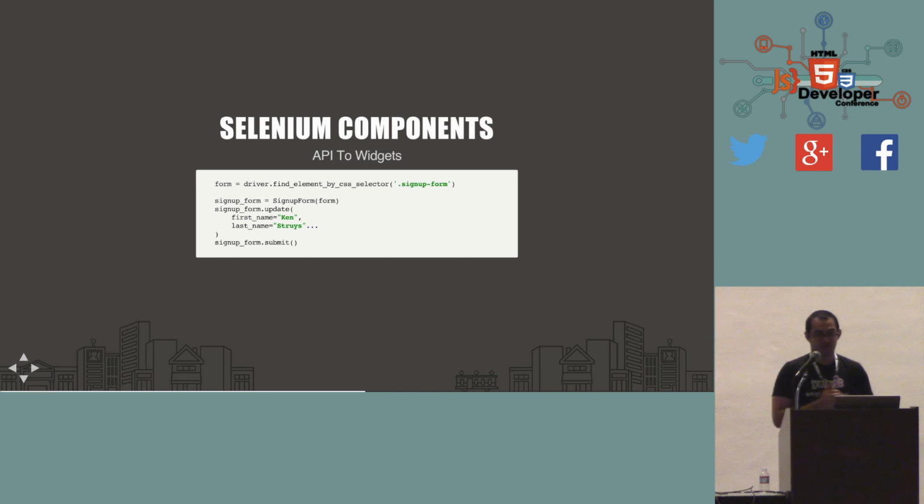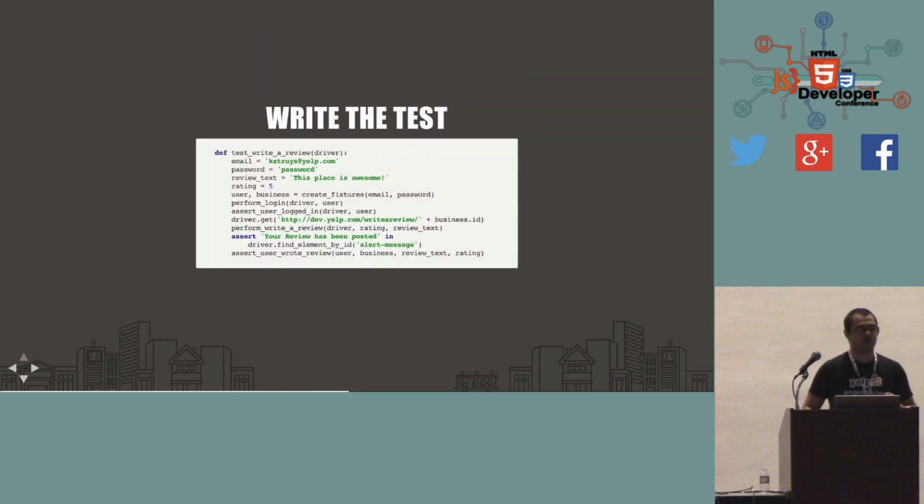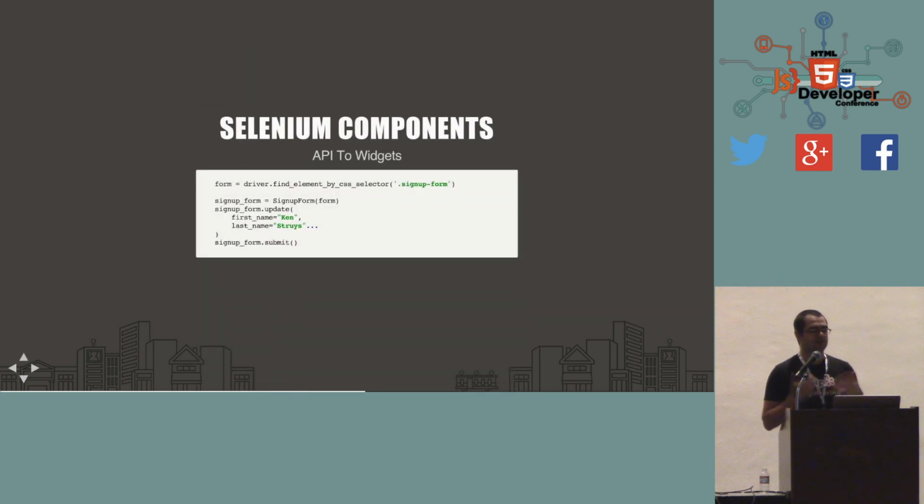Cool. So another thing that we like to do at Yelp is we made this concept of a Selenium component. It's great to write tests like this and have a bunch of reusable functions. But every so often, you're going to have widgets that appear on more than one page, and you want to write your test code to be reusable as well. If a widget has some JavaScript associated with it, you're going to probably write an API for people to interact with that component. We think the same thing is true on the Selenium side.